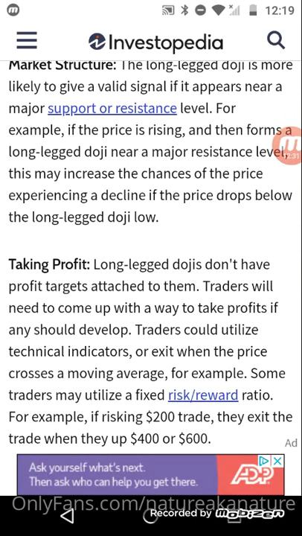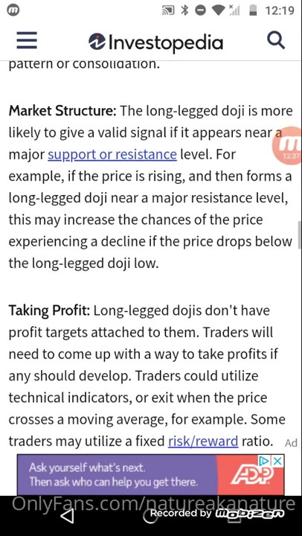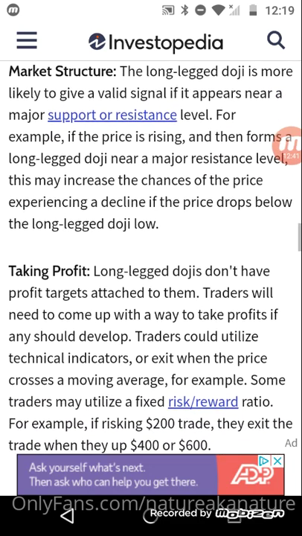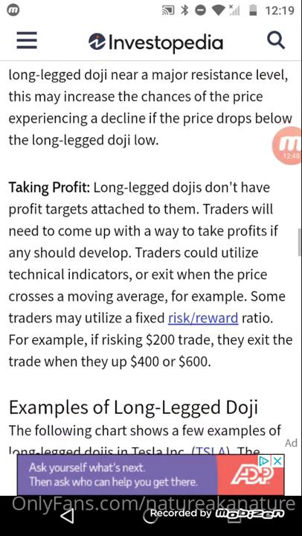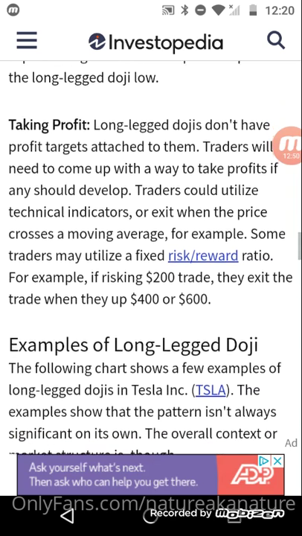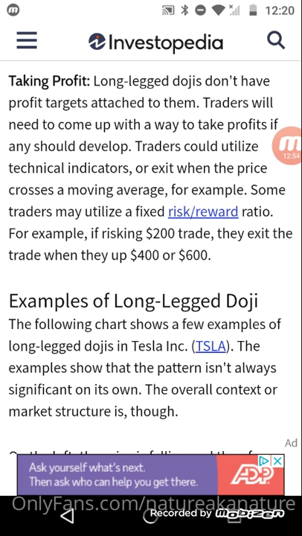Traders could utilize technical indicators or exit when the price crosses a moving average. So we have moving averages. I'll tell you about moving averages too, and risk management and risk ratio. If you're risking a $200 trade, the exit will then be up to 400 to 600 for you. So for proper risk management ratio, you want to get a risk of 1 to 4. You have 2 will be 4 to 6.